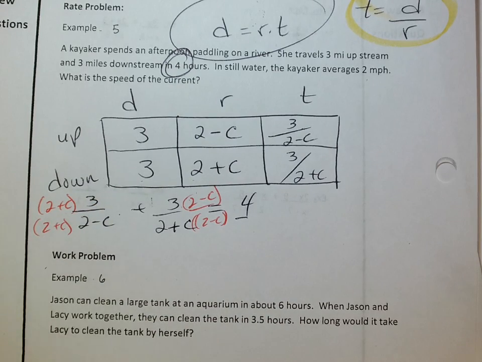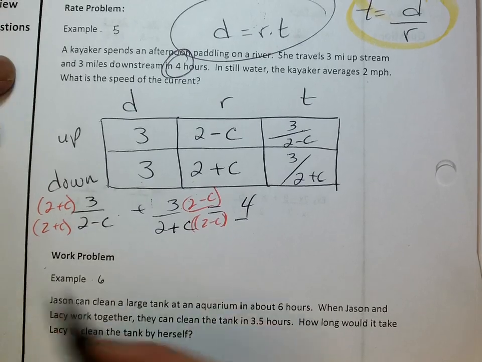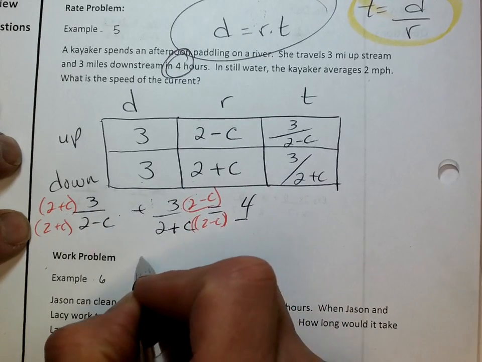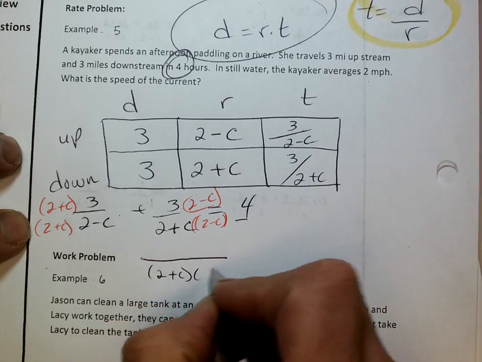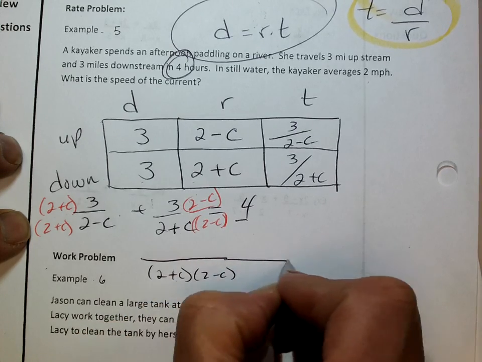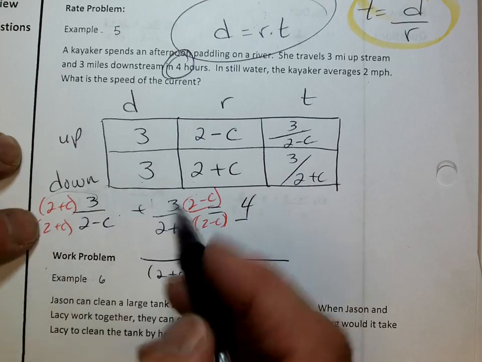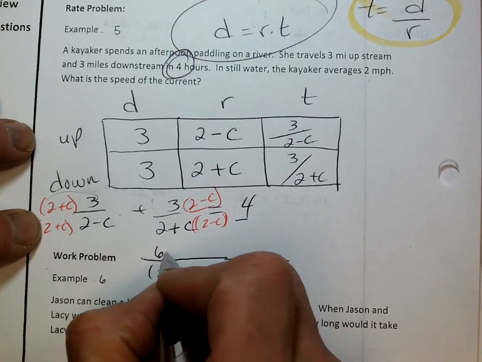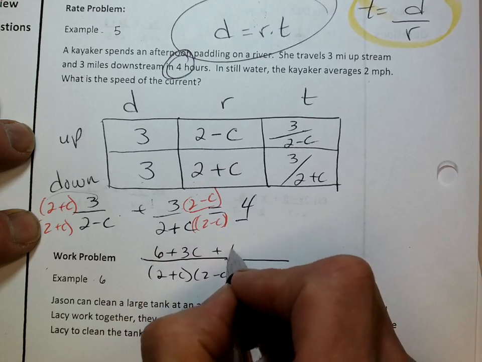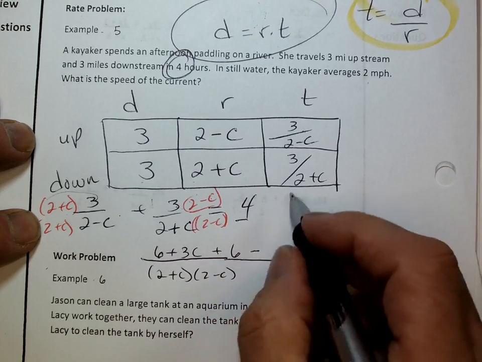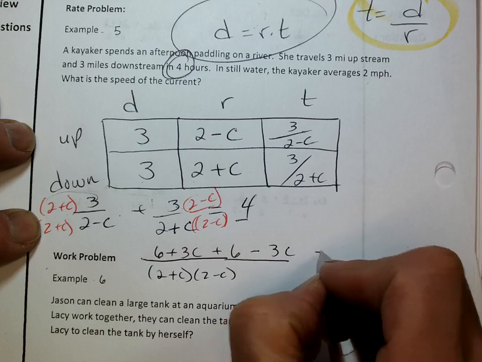All right, now let's see if I can simplify this. If I go ahead and I would have my common denominator, which is my 2 plus c over my 2 minus c. And on top, if I just do a little distribution, I have a 6 plus a 3c plus a 6 minus a 3c equals 4.